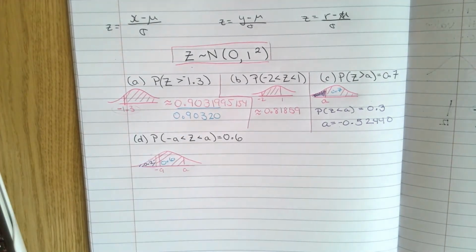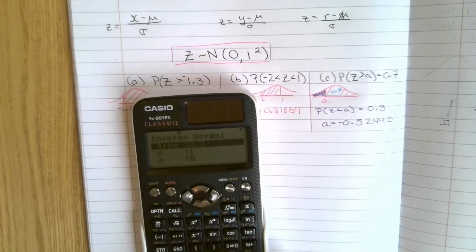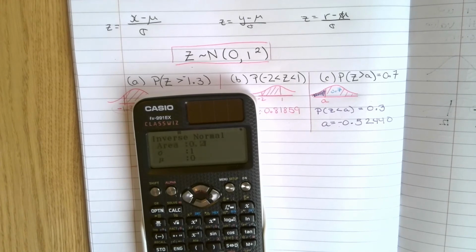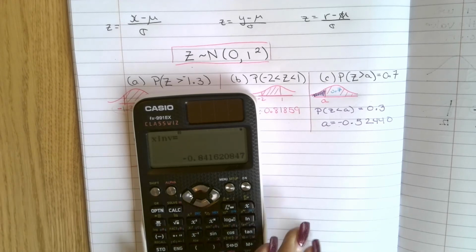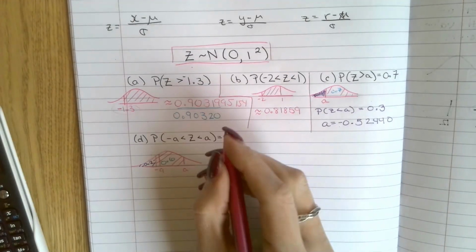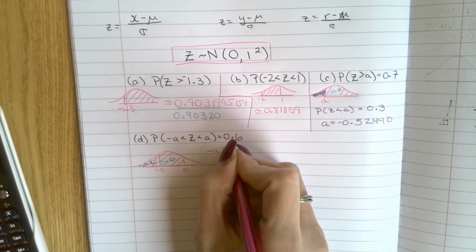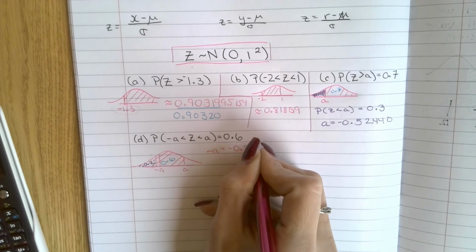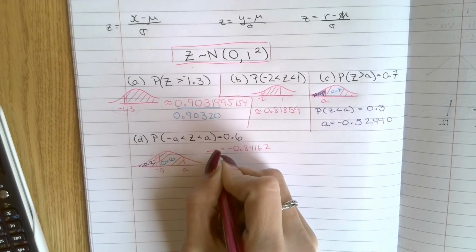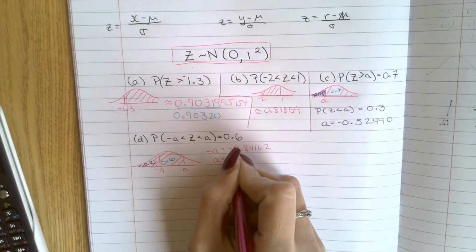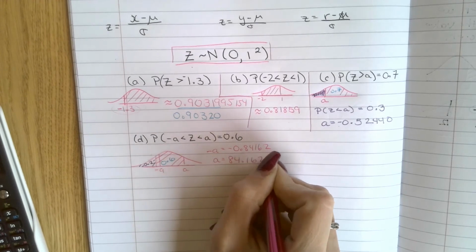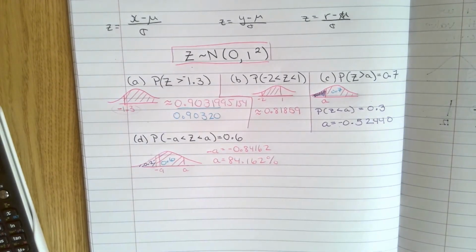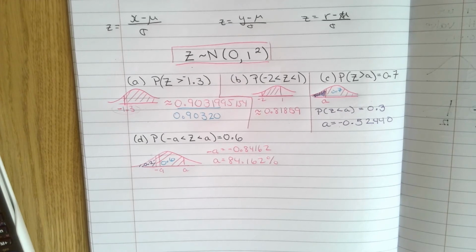0.2. So again, by using my inverse function, 0.2 in standard deviation of the normal, and we get our A value. Well, actually this is our minus A value. So we can say that negative A is negative 0.84162. So positive A is 0.84162. Obviously, either way is fine unless it specifies.